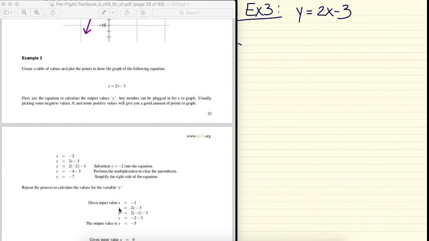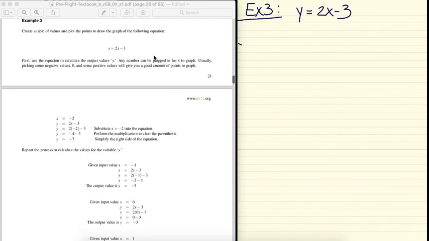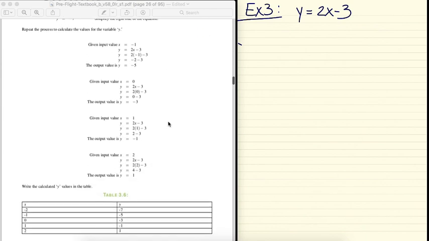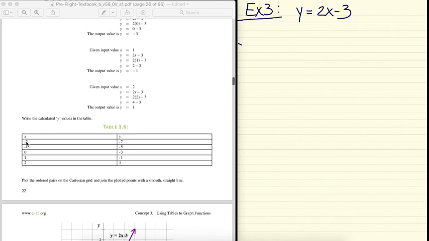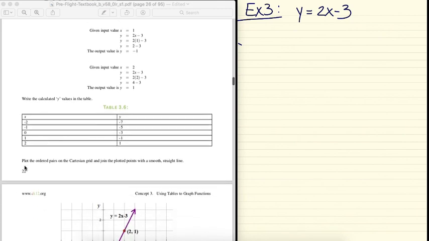Now here, did they give us a set? All right, so they said first use the equation to calculate the output values of y, and it says any number can be plugged in for x to graph, usually picking some negative values, 0, and some positive values will give you a good amount of numbers to graph. And so the textbook here went from -2 to +2.